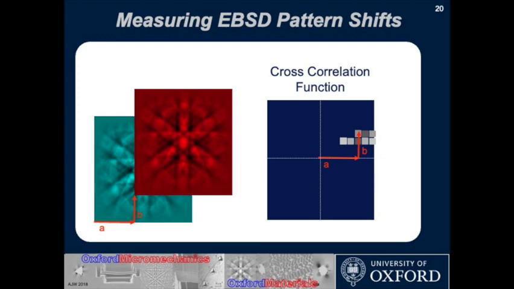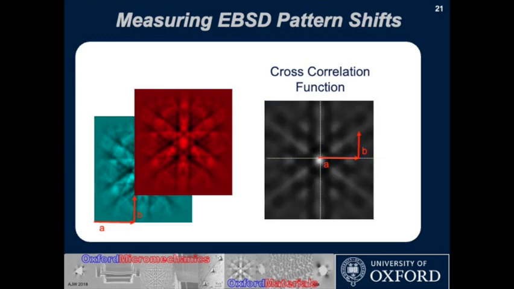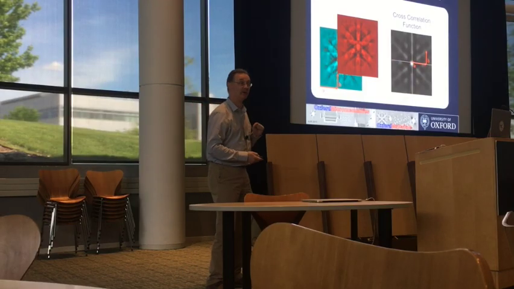So if we do that point by point, then what we find in here is that the high points, the bright points, okay, so the offset of that peak from our origin, from 0, 0, gives us the shift between those two patterns.